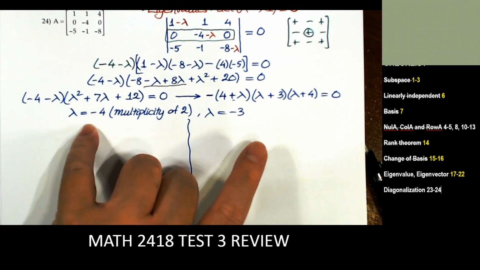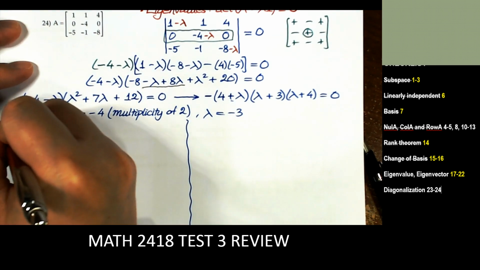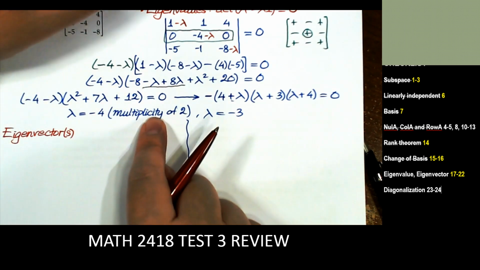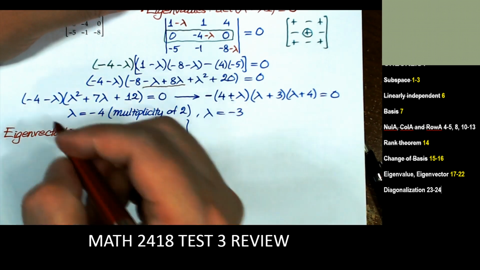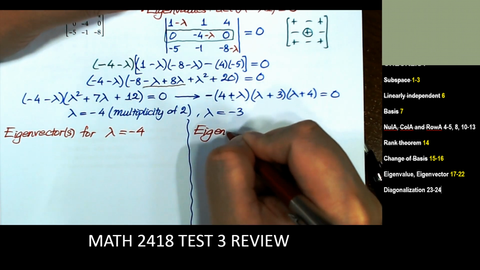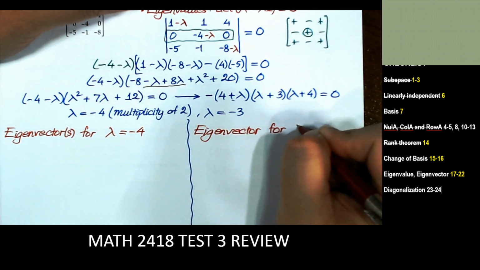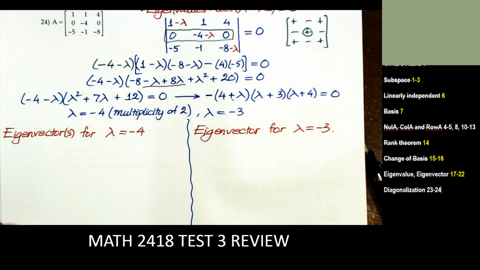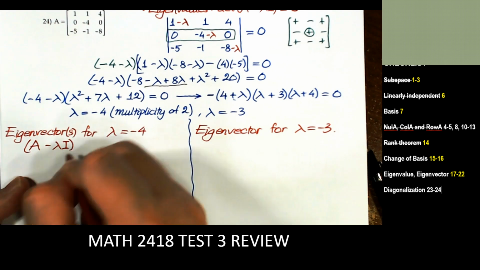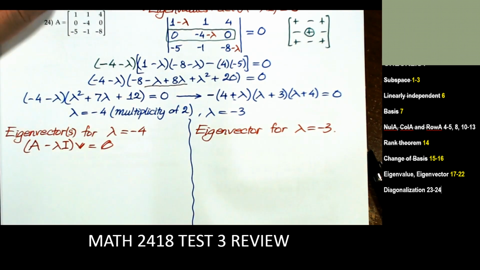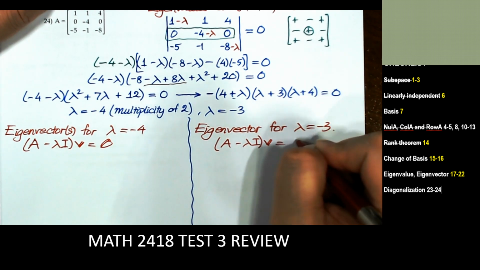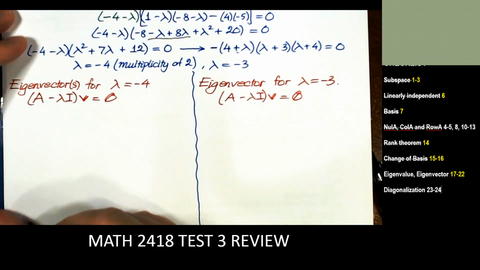Next, we find the eigenvectors corresponding to these two. This one we might have two eigenvectors. This one we have exactly one eigenvector. Right. For the eigenvector, the equation is A minus lambda I times the vector equal to the 0 vector. We do that on both sides, of course. So we have the vector itself.